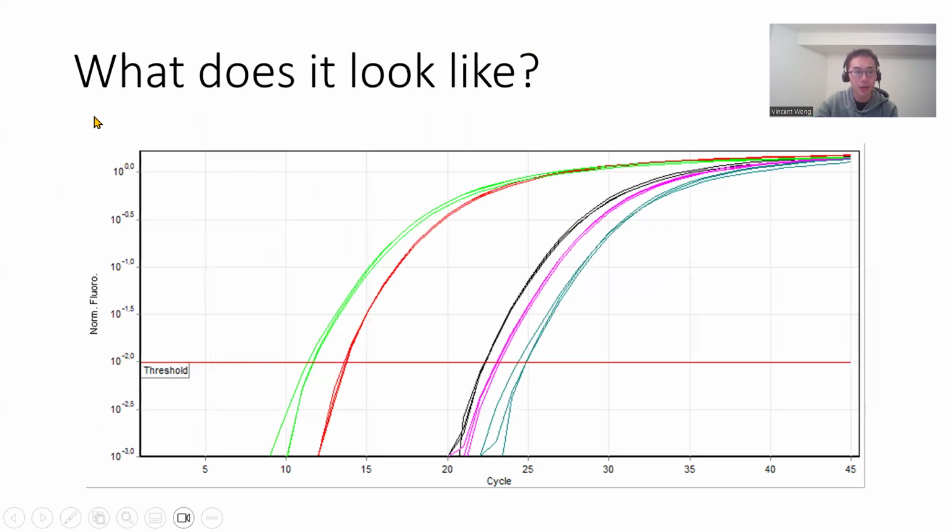Right, this is a curve. On the y-axis, the glowing is called fluorescence. So it's how much glowing you are able to detect, and they are graphing it using a log scale. That doesn't really matter. And then on the x-axis, that's the number of cycles that it's going through. Now, what's important to see from this graph is that each line here is a sample. So this might be patient 1, patient 2, patient 3. So each line is a person.